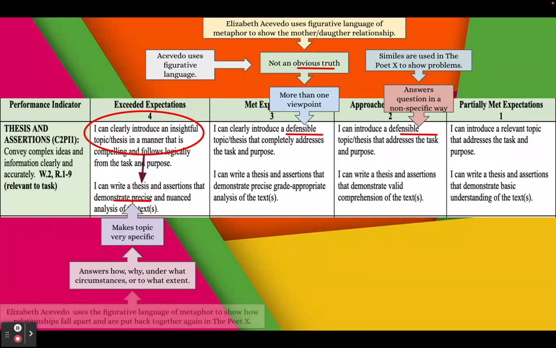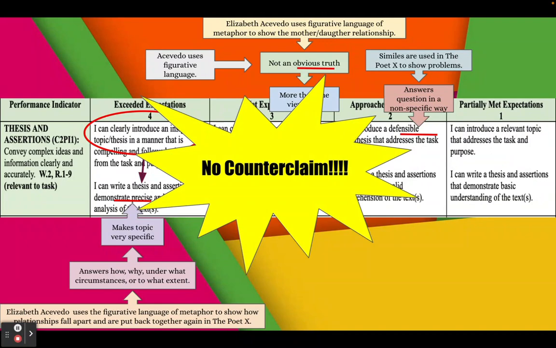Sorry, apparently my trigger wants to do a lot. No counterclaim. That is right. You are writing informatively, not debating your subject. So there is no counterclaim. Throw it out. You don't need it for this particular essay. I know we've been working on it a lot, but that's okay. You don't need it. So, no counterclaim.